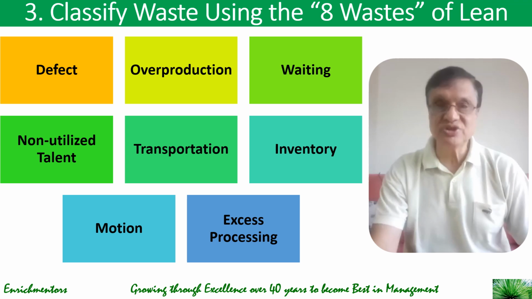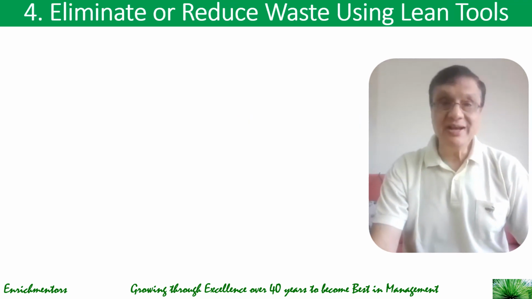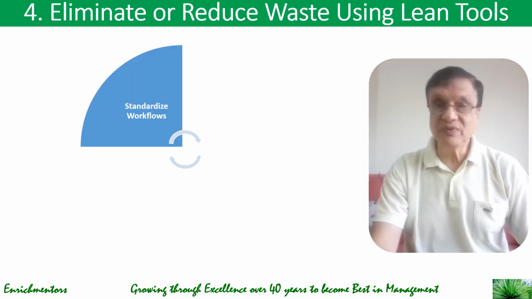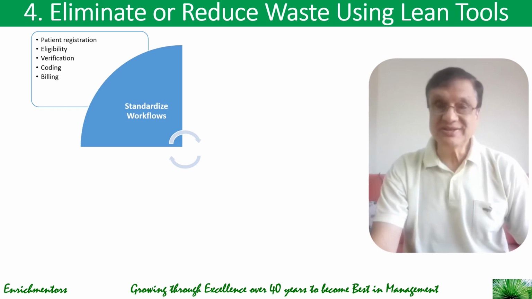So classify waste using the 8 wastes of Lean. Then eliminate or reduce waste using Lean tools, right? And what are the things that you can do? You could standardize workflows, where you create standardized procedures for patient registration, eligibility verification, coding, and billing. Ensure each step is optimized for efficiency.